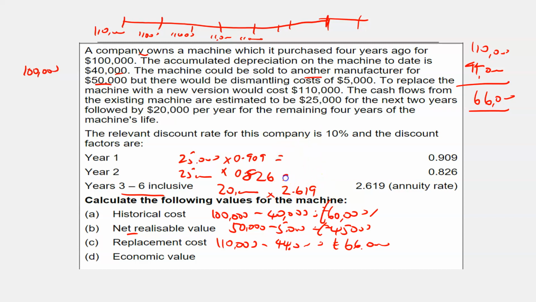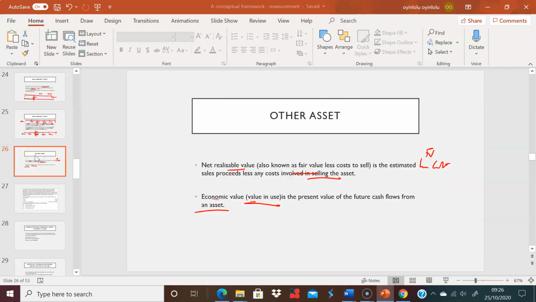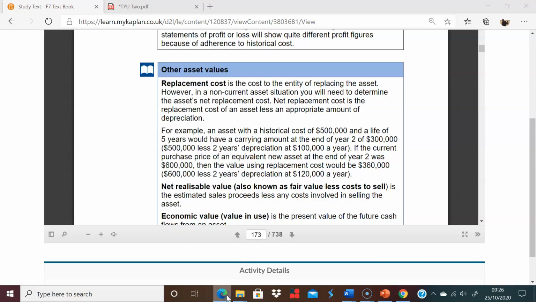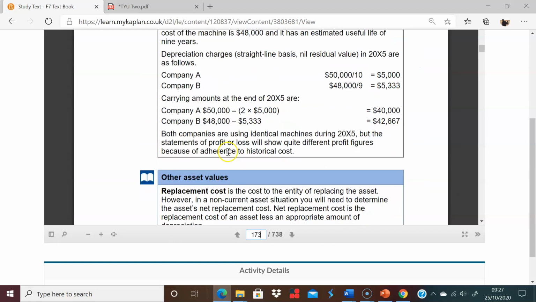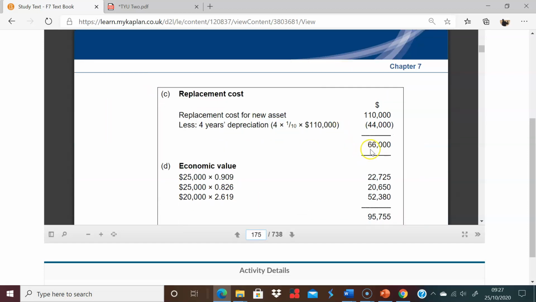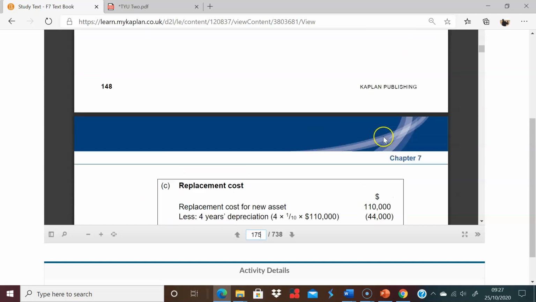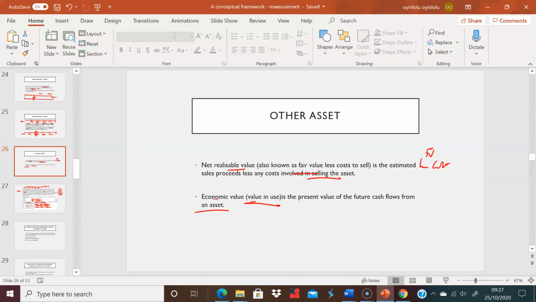So if you do all of that, and I'll take you to the answers in a second, you will be able to see what the present economic value is of all of that. So let me take you there. Oh, actually, yes, I think here it is. So we've done that. We've seen that's the net realizable value, which we calculated. That's the replacement cost. And that's me multiplying all those things as you saw. And those are the figures. And so the economic value is 95,755.